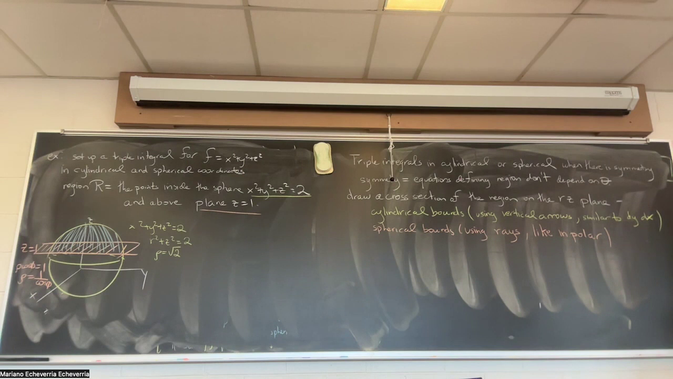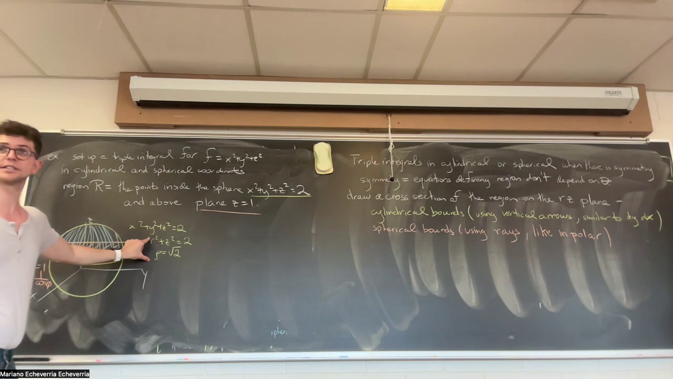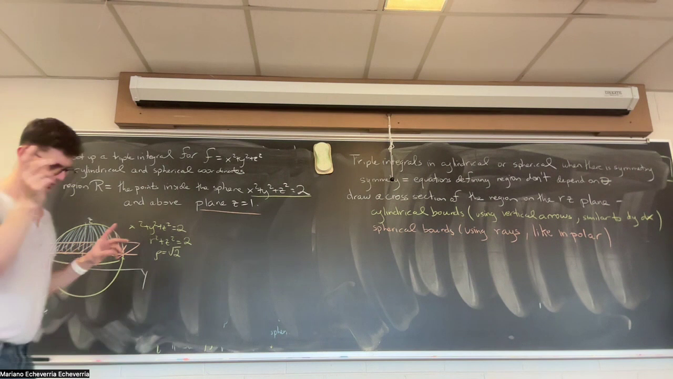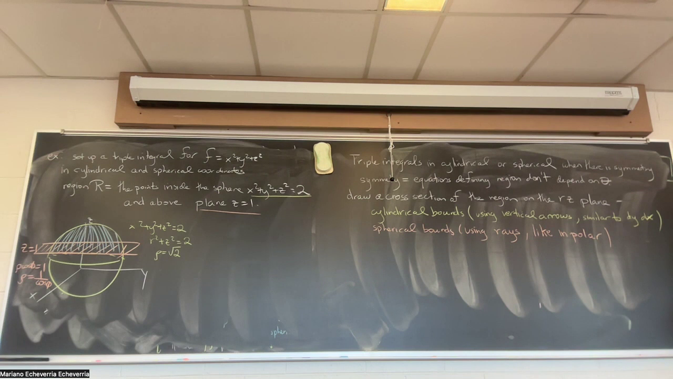Okay, so what do you see here? The idea is that if you look at the equations, they don't depend on theta. There's no theta here, there's no theta here, there's no theta here, there's no theta here. If there's no theta in one of the coordinate systems, there won't be a theta in the other because theta is present in both. So at the moment you see that there's no theta in spherical, and that tells you that there wouldn't be a theta in cylindrical as well.